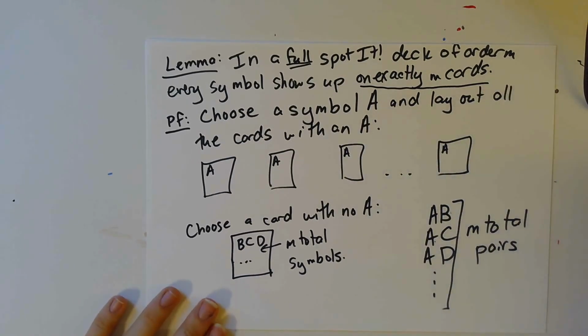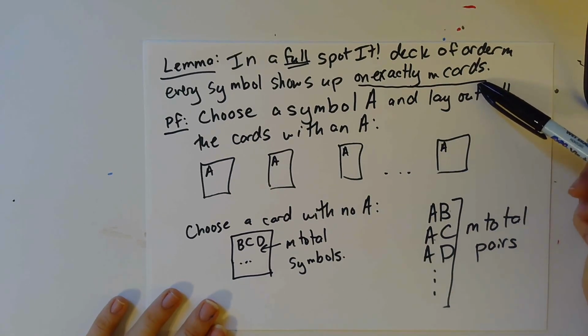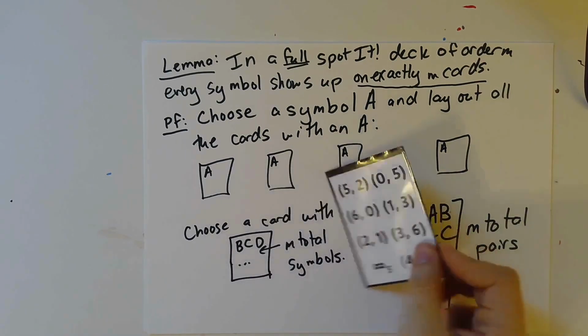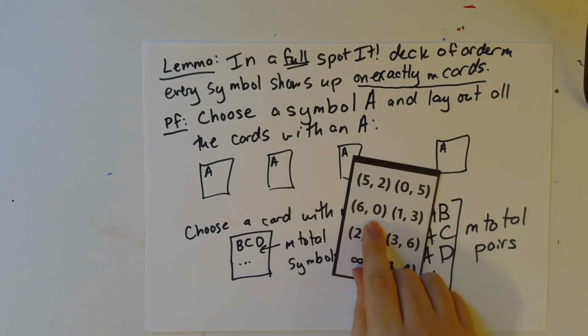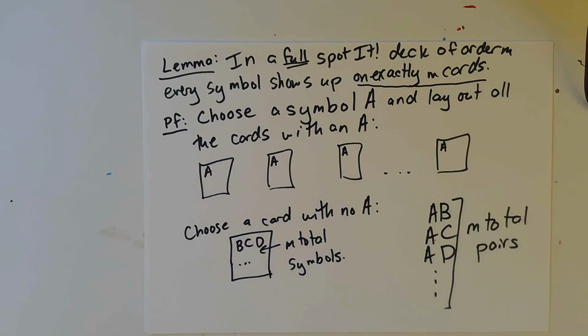If I know M, I already know exactly how many cards every symbol shows up on, namely M cards. So, for example, in our full Spot It deck again, remember that every symbol, such as the 6, 0, they all showed up on exactly 8 cards, because this was a full Spot It deck of order 8. So that's our first lemma.